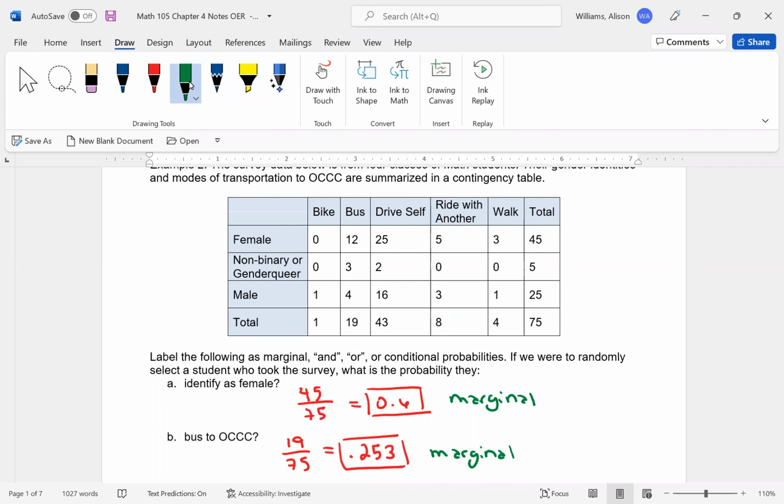Now, I'm not super concerned that you know that phrase, the marginal versus and or conditional. I'm just kind of wanting you to be aware of that information in case you move into like a statistics class that would use that kind of terminology.